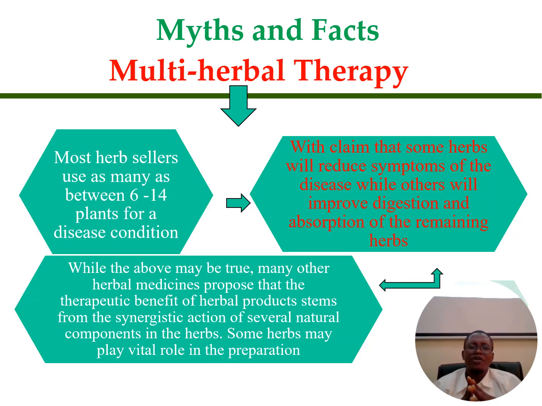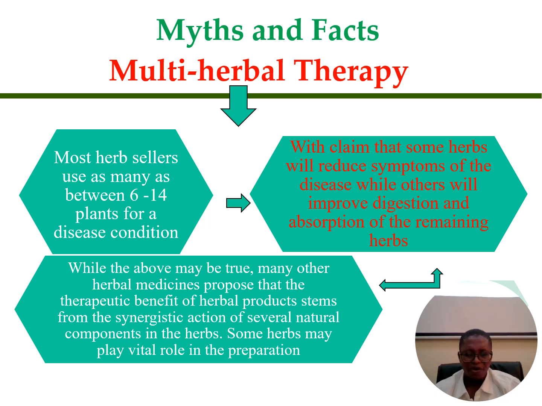Also, multi-herbal therapy is a myth that most herb sellers use as many as 6 to 14 plants for a disease condition, with the claim that some herbs will reduce the symptoms of the disease while others will improve the digestion and absorption of the remaining herbs. And while this may be true, many other herbal medicine proponents propose that the therapeutic benefits of herbal products stem from the synergistic action of several natural components of the herb.